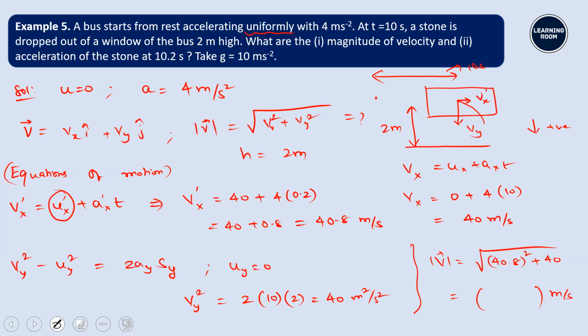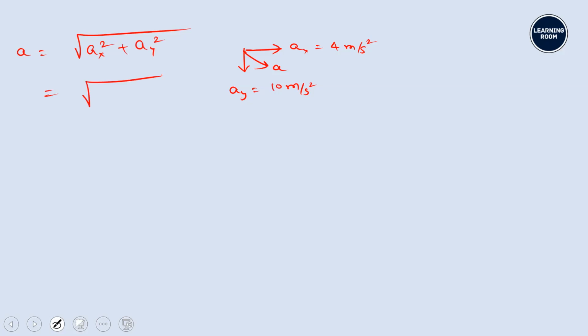And the next point, they are asking the magnitude of acceleration of the stone at 10.2 seconds. If you want the magnitude of acceleration, remember acceleration along x direction is fixed, which is 4 meter per second square. Acceleration along y direction is also fixed, which is 10 meter per second square. So what is going to be the resultant? A will be equal to root of ax square plus ay square. So ax square is how much? 16 plus 100, which is root of 116 meter per second square. So make a note of this.